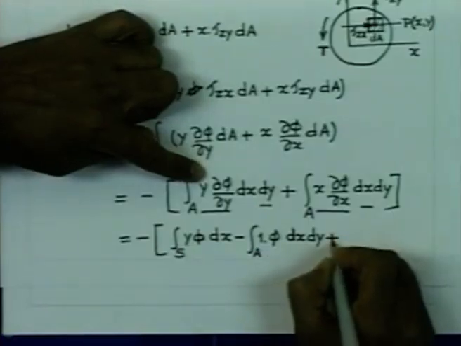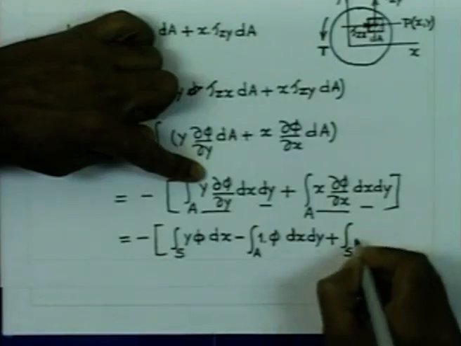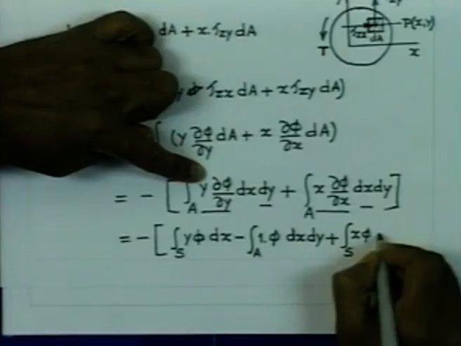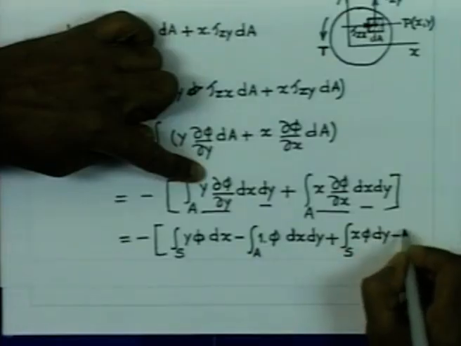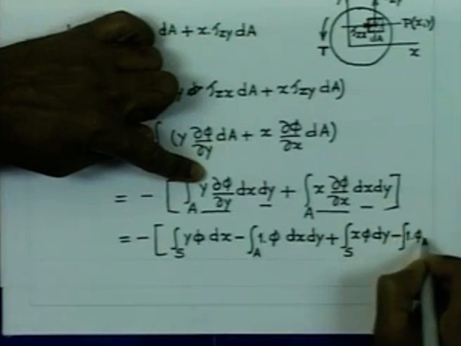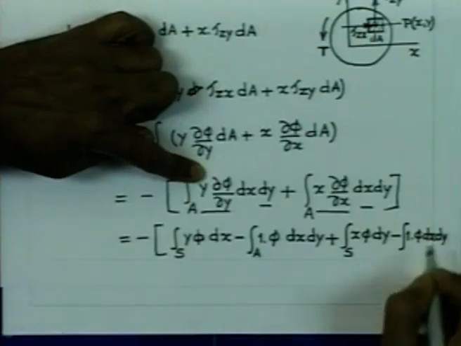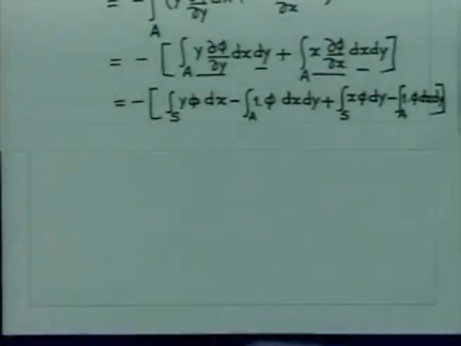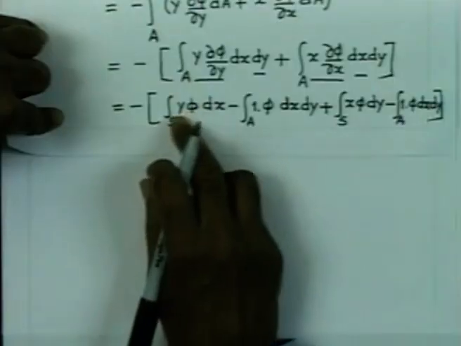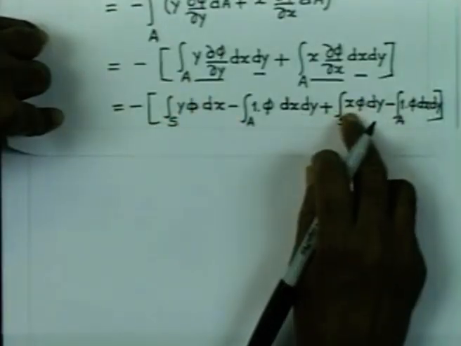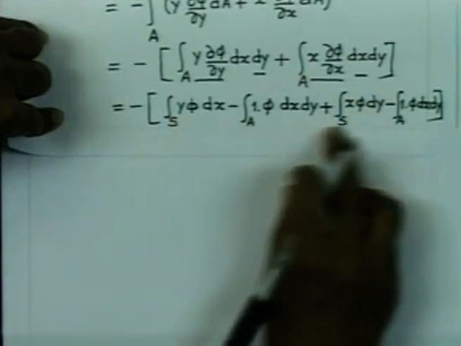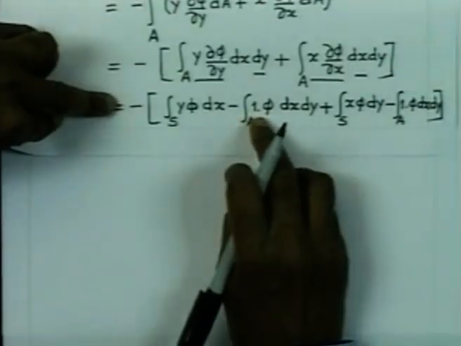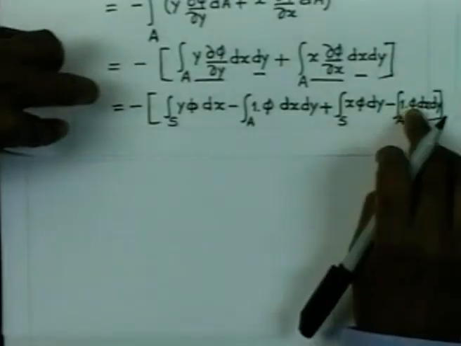By the same consideration, we can write this thing as integral over S of x phi dy minus 1 phi dx dy, and this is also over the area A. Since the function phi is 0 over the boundary, therefore, this product will always be 0. Similarly, this product is always going to be 0 over the boundary. So, therefore, their sum over the whole boundary will be 0, and finally, we will be left with integration of phi over the area A.